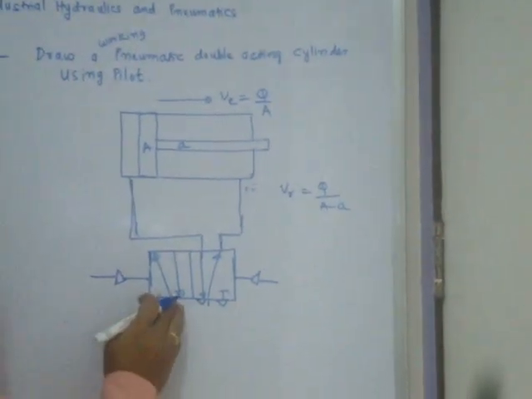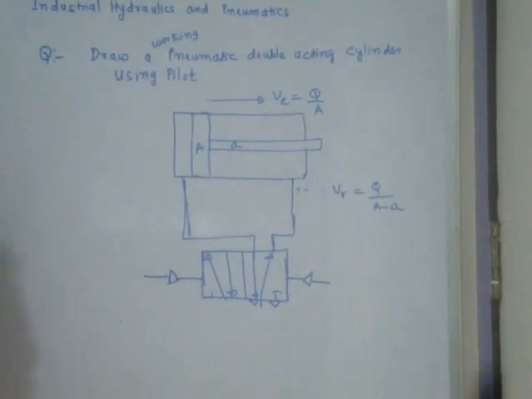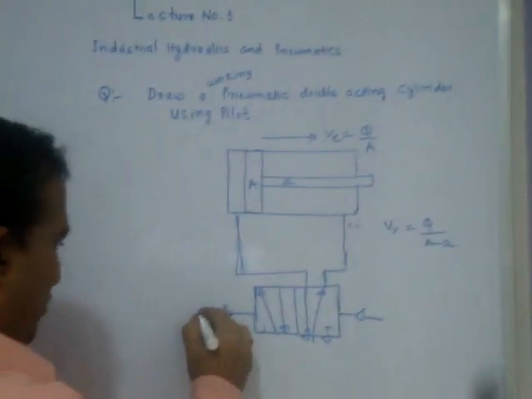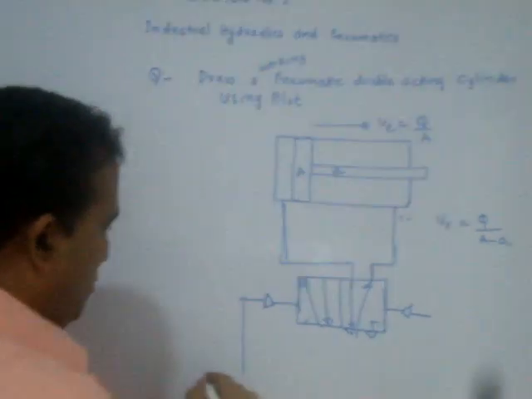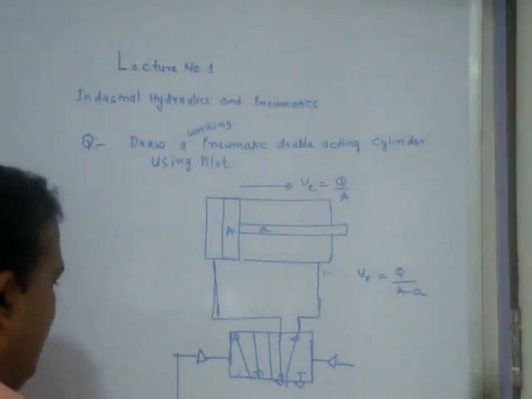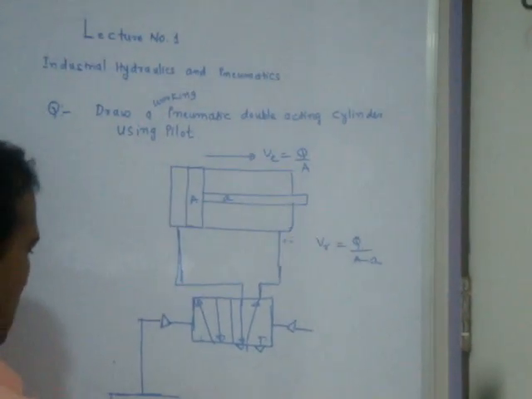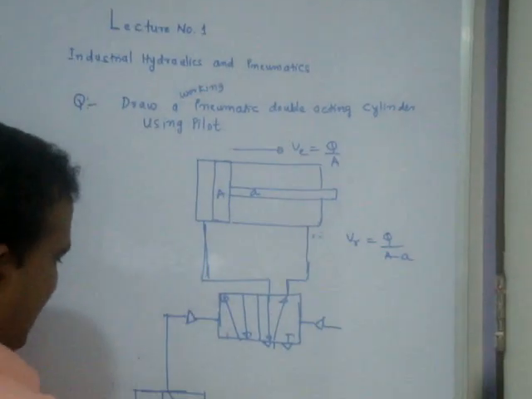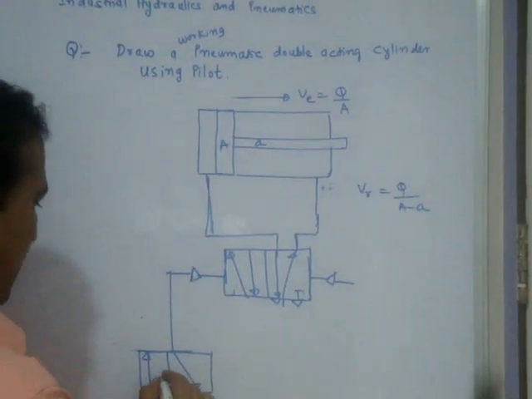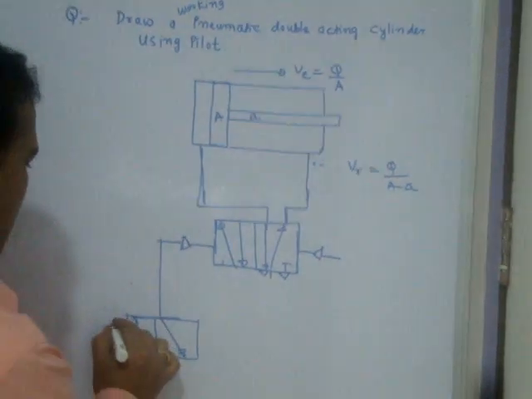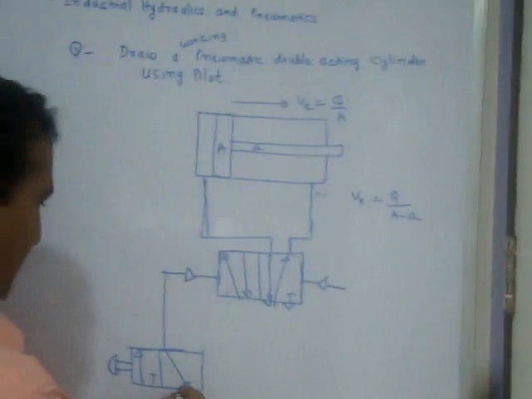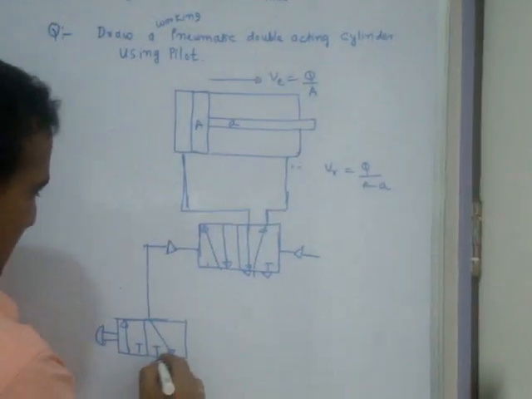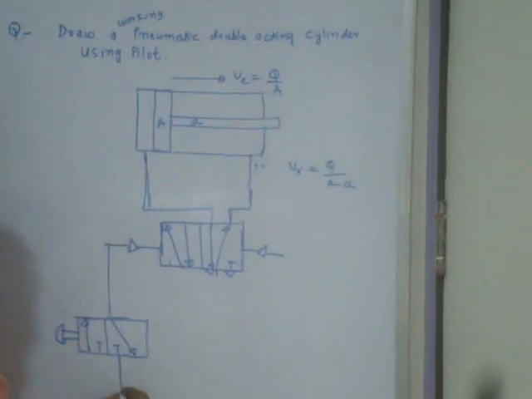So this is called a 5 by 2 pilot operated valve, because I have to operate this valve, I use a 3 by 2 valve. So in this case the 3 by 2 valve I use. This is the push button, and this is the compressor.